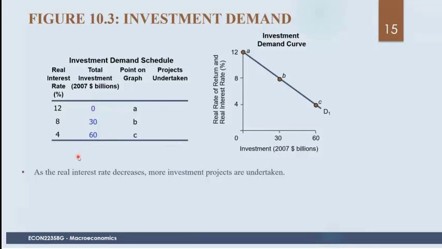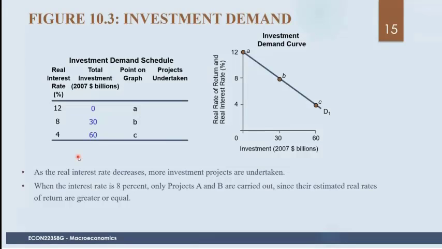Now, as the real interest rate decreases, you can think of how more investment projects would be undertaken, because each has a certain threshold that you would need to consider, given your cost to borrow and the real interest rate. At a lower interest rate, there will be more projects that are profitable to go ahead with as the interest rate falls. So again, here, if the interest rate is 8%, only project A and B would be carried out since their estimated real rates of return are greater or equal. So this is the real interest rate.